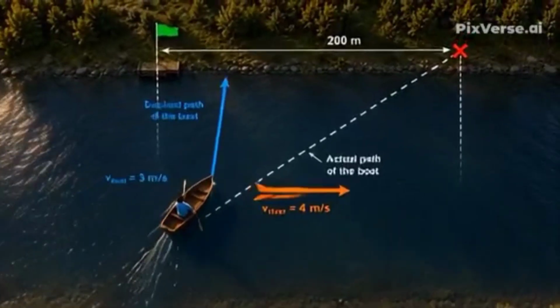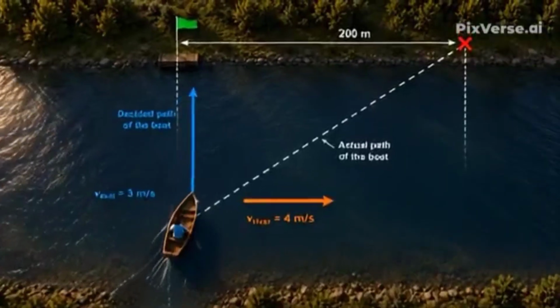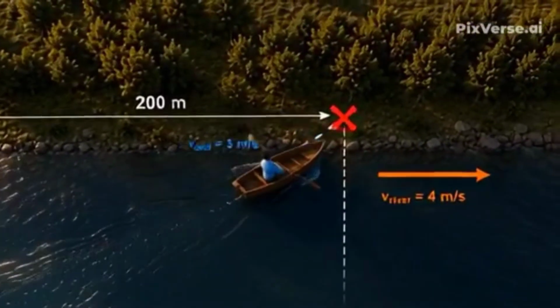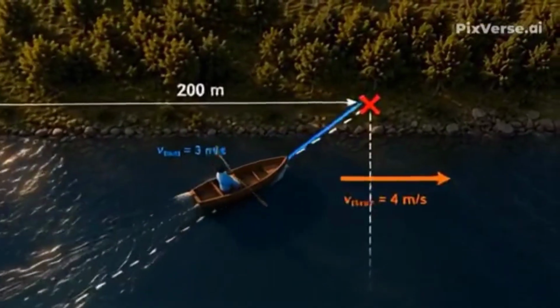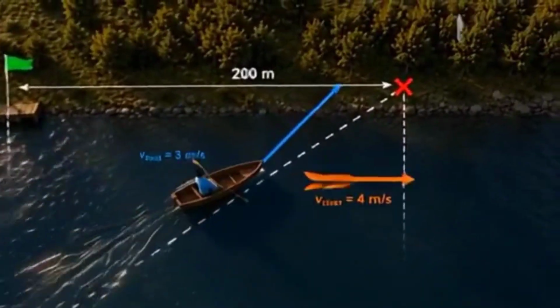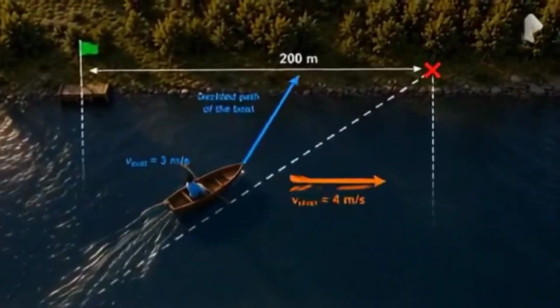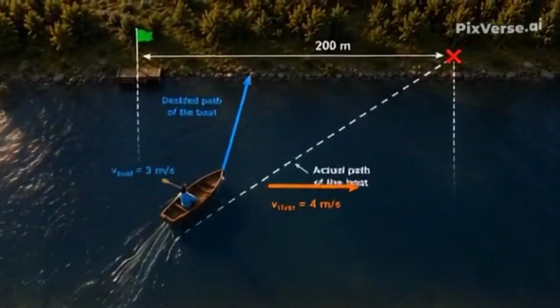Arjun points his boat straight across. He's strong, he rows hard, but look what happens. The river current, flowing at 4 meters per second, keeps pushing him sideways. He crosses the full width, but lands 200 meters downstream. He missed his target completely. Why? Because velocity is a vector, and two vectors are happening at the same time.